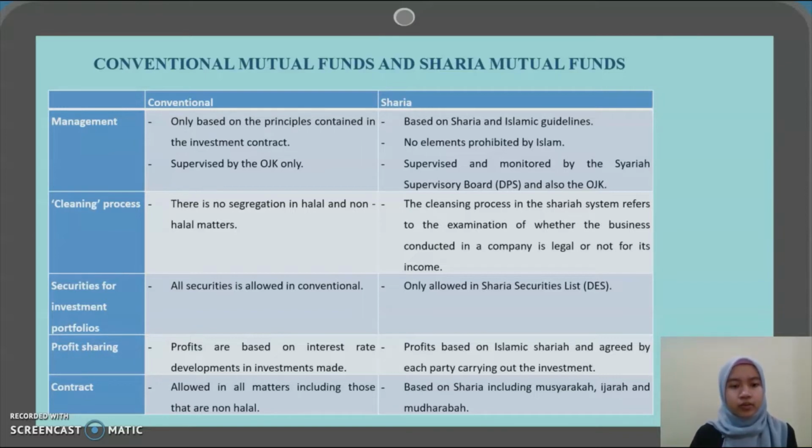And fourth, about profit sharing. In conventional mutual funds, they are based on interest rate developments in the investment made. Meanwhile, for Sharia, they are based on Islamic Sharia and agreed by each party involved in carrying out the investment. And the last one is about the contract. Conventional mutual funds are allowed in all matters including those that are non-halal, and for Sharia they include the contracts of musyarakah, ijarah and mudarabah.